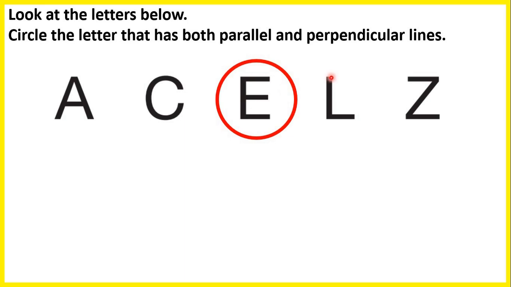We can see that shape L, or the letter L, has perpendicular lines because we have a right angle here, but it does not have parallel lines. And the letter Z has parallel lines because this top line is parallel to this bottom line, but we don't have perpendicular lines because we don't have lines that cross at right angles.